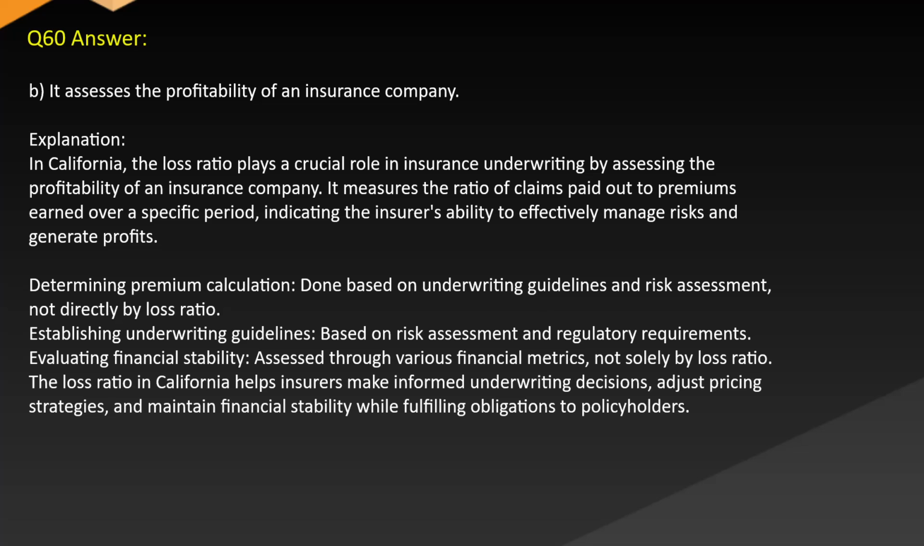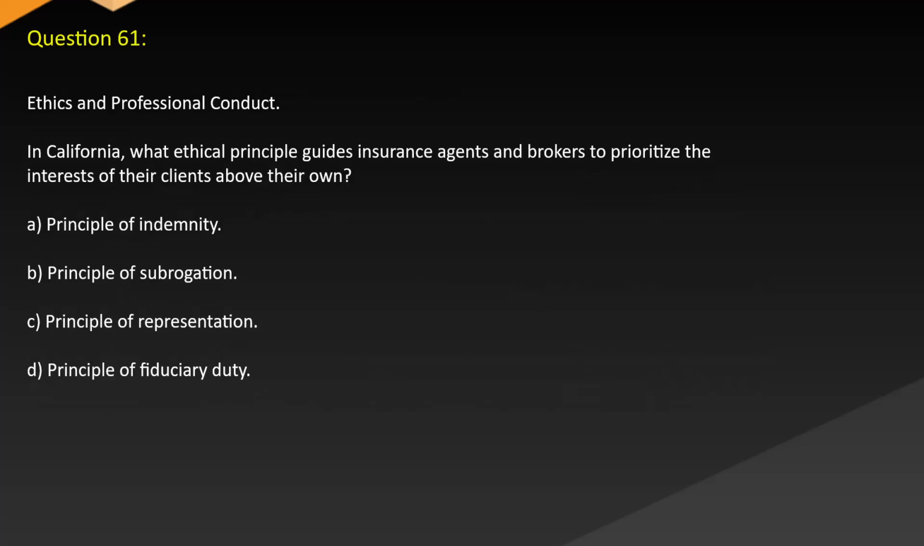Determining premium calculation is done based on underwriting guidelines and risk assessment, not directly by loss ratio. Establishing underwriting guidelines is based on risk assessment and regulatory requirements. Evaluating financial stability is assessed through various financial metrics, not solely by loss ratio. The loss ratio in California helps insurers make informed underwriting decisions, adjust pricing strategies, and maintain financial stability while fulfilling obligations to policyholders.